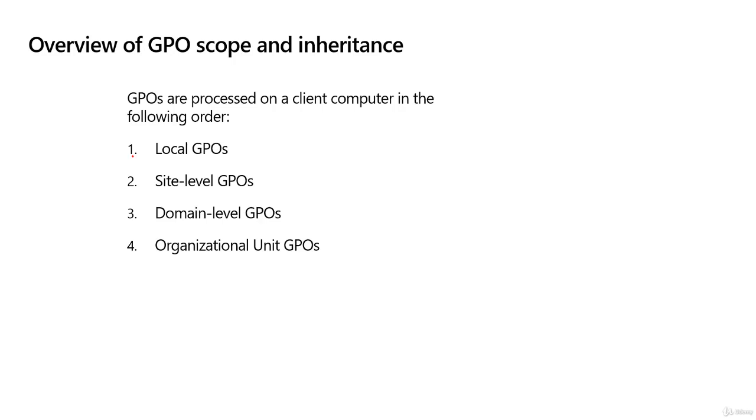There are 4 levels that group policy can actually apply, and they're going to be processed on your client computer in a very specific order. We have to be aware of that order. I would say, in my opinion, this is the most important thing you can know about group policy.